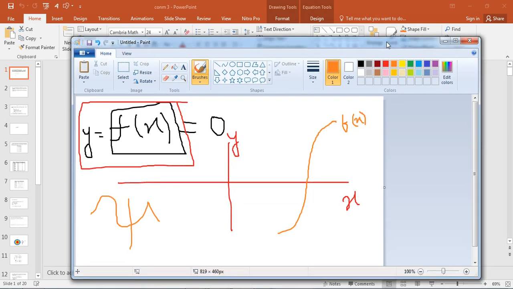Now what do I mean by root? Root is this particular value of x. Why? Because at this particular value of x, my y is equal to 0. And what is y? Y is equal to f of x. So for that value of x for which I am having y equal to 0, that is my root.